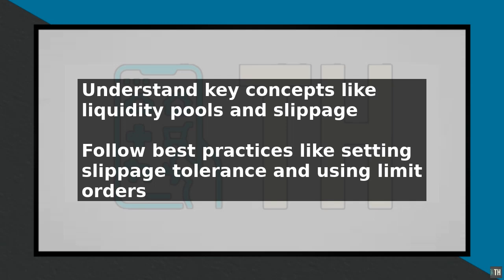Best practices for using Uniswap V3 include setting a slippage tolerance to avoid failed trades, using limit orders to get better prices, and monitoring your trades to avoid losses. It is also crucial to keep your digital wallet and account secure by using strong passwords and enabling two-factor authentication.